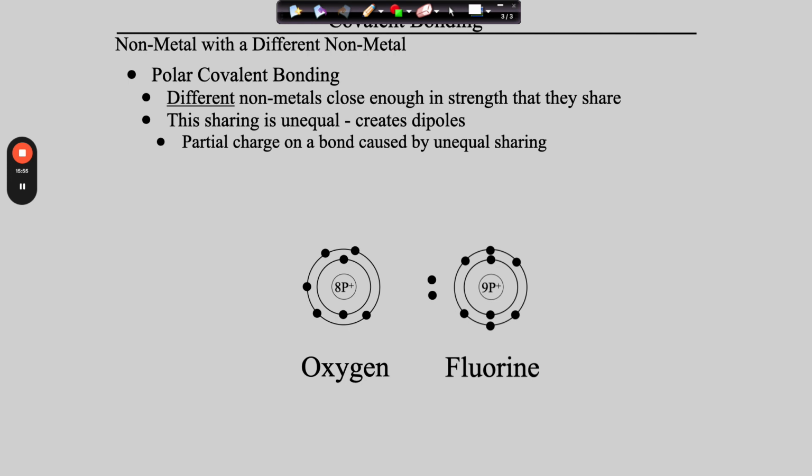But guys, notice the electrons are closer to the fluorine. That creates what are called dipoles. The idea, guys, is that the electrons are negative, they're closer to the fluorine. So this end is slightly negative and this end is slightly positive because the electrons are closer to the fluorine. Does that sit okay?